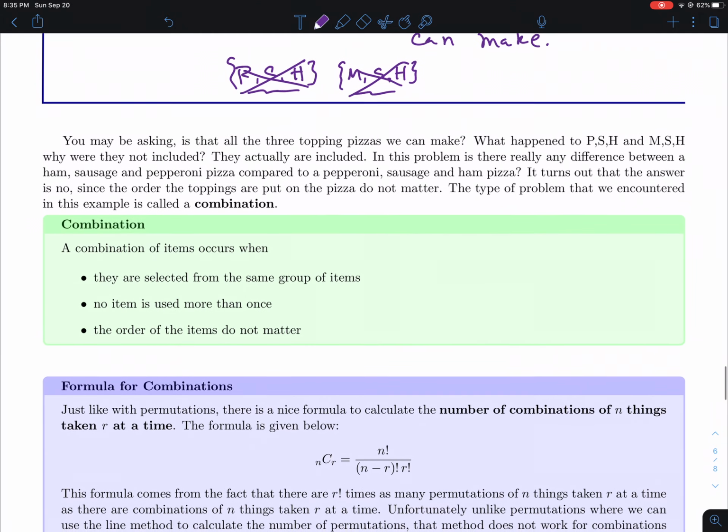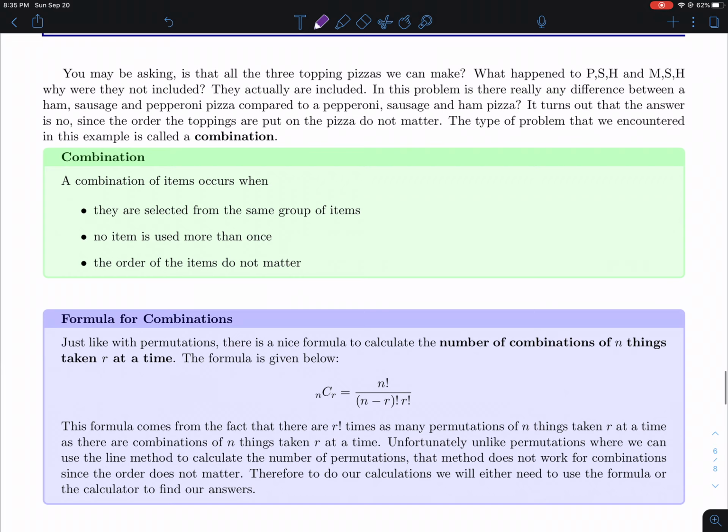All right. I kind of gave this away in the green box anyway. A combination is when items are selected from the same group, just like a permutation. No item is used more than once, just like a permutation. But the order of the items does not matter. That's the big difference between a combination and a permutation. I'm going to have some problems later where you have to decide whether this is a combination or a permutation. The big question you should always ask yourself is, does order matter? If order doesn't matter, it's a combination. If order matters, it's a permutation.